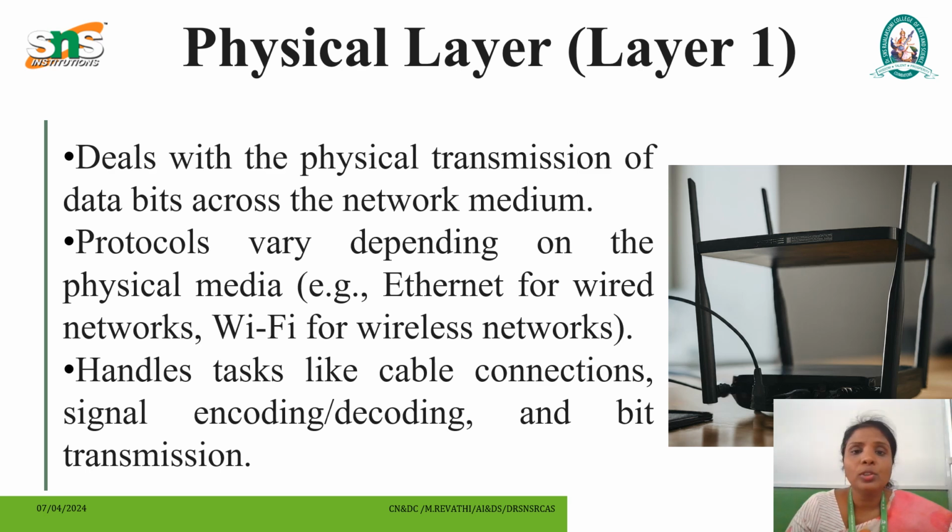So layer 1 is the physical layer. The physical layer is also known as the lowest layer in the OSI reference model. It interacts directly with the physical network media. This layer is responsible for the actual transmission of data bits across the network using physical components like cables, network adapters and network interface cards. The specific protocol used at this layer depends on the type of physical media employed. For example, wired networks often use Ethernet protocols, while wireless networks leverage Wi-Fi protocols. The physical layer ensures the reliable transmission of data bits across the physical network infrastructure.